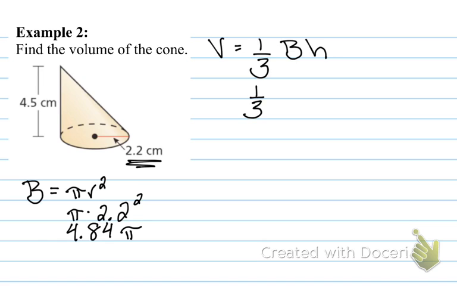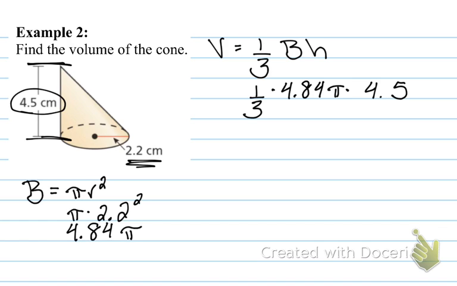So I need to take 1/3 big B, which we can put in. It would be 4.84 pi times the height, my straight up and down height from top to bottom they give me here is 4.5. Okay. So now I'm going to multiply the 1/3 times the 4.84 times the 4.5 and then multiply it times pi. But I'm not going to round. I'm just going to type in my calculator 1/3 times the 4.84 times the 4.5, and I get 7.26. It's not rounding at all, so it'd be 7.26 pi.